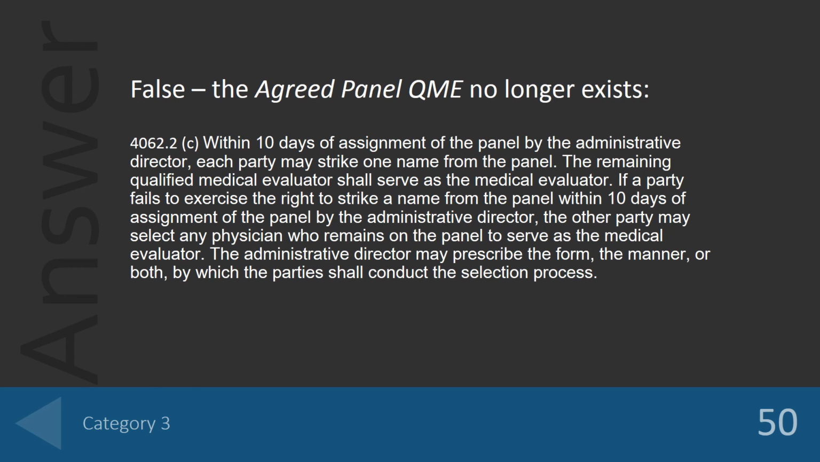It says, within 10 days of assignment of the panel by the administrative director, each party may strike 1 name from the panel. The remaining qualified medical evaluator shall serve as the medical evaluator. If a party fails to exercise the right to strike a name from the panel within 10 days of assignment of the panel by the administrative director, the other party may select any physician who remains on the panel to serve as the medical evaluator.